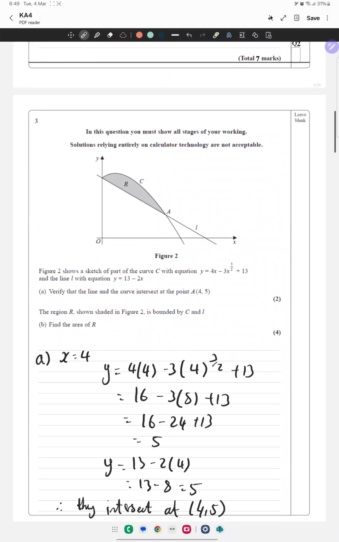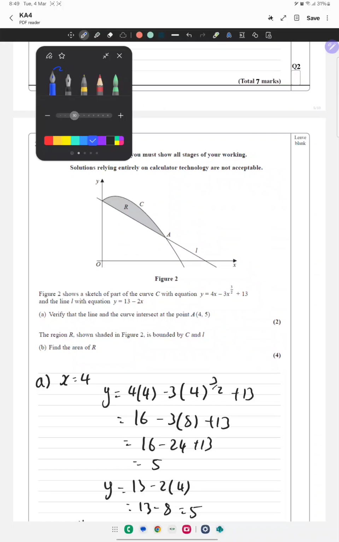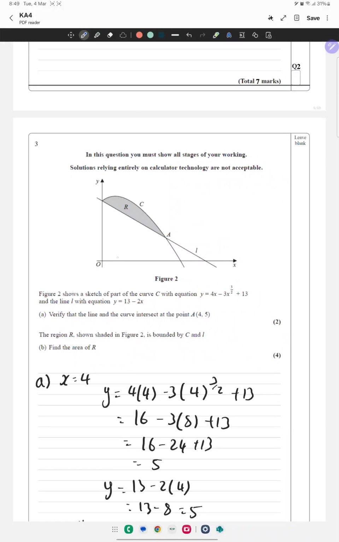So part B, let's use some colours. Unfortunately you can't do this in your test. So we've got to find the region R shown in the figure, find the area. So let's look at the integration first. Because we've got curves and these labelled areas, it's normally integration. Well, it ends here, we just said that was 4 and 0.